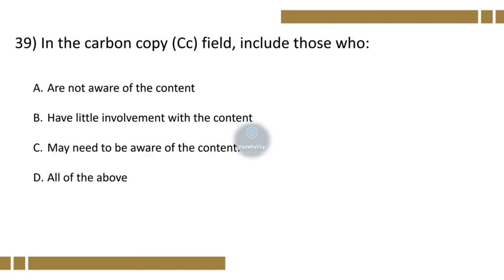Question 39. In the carbon copy field, include those who, option A, are not aware of the content. B, have little involvement with the content. C, may need to be aware of the content. D, all of the above. And the correct option is C.